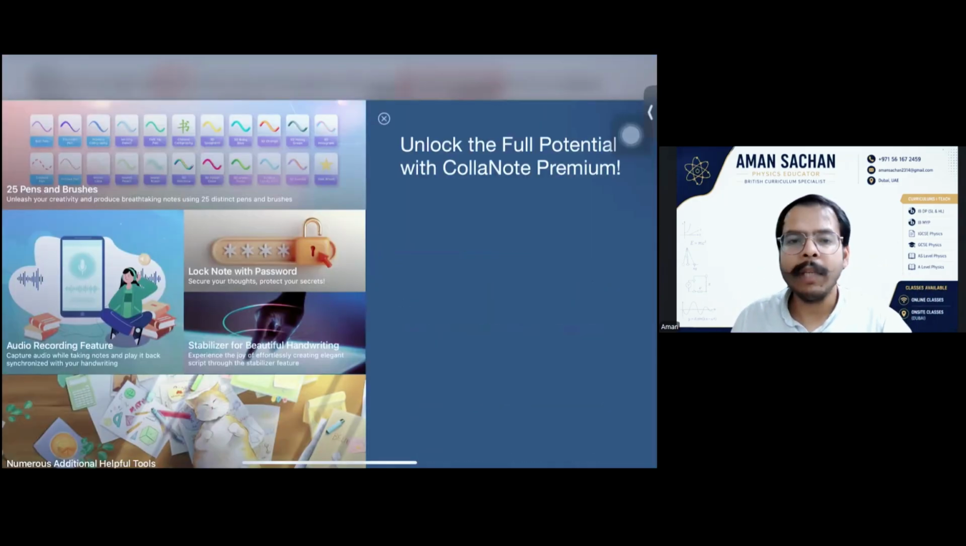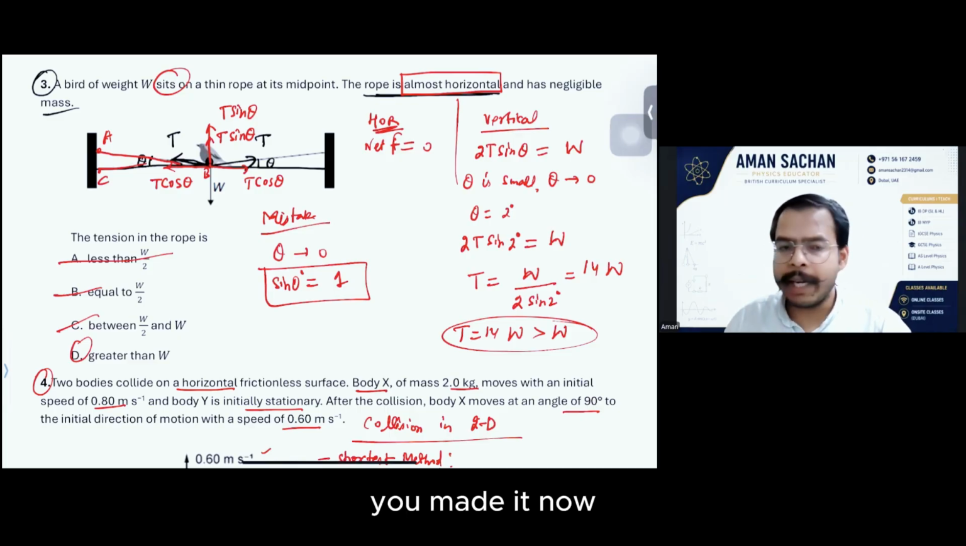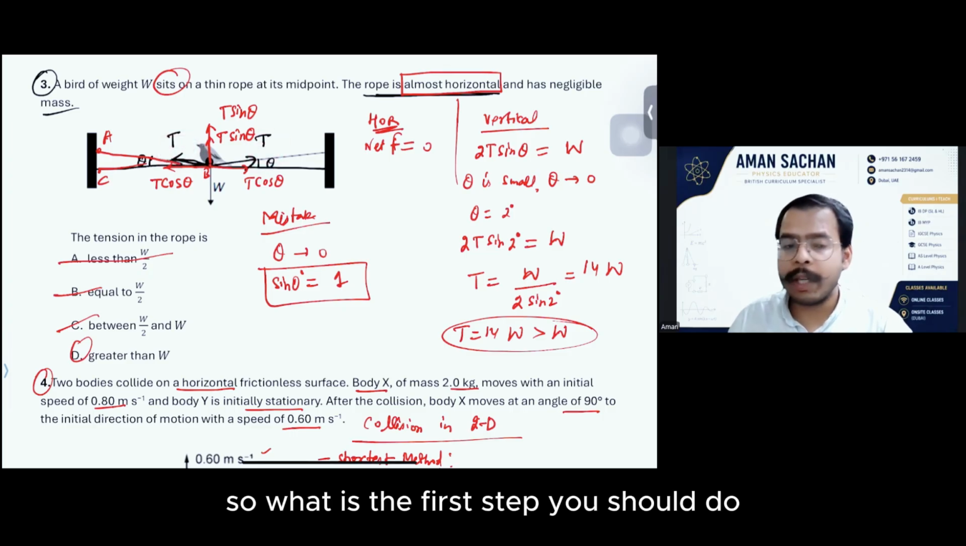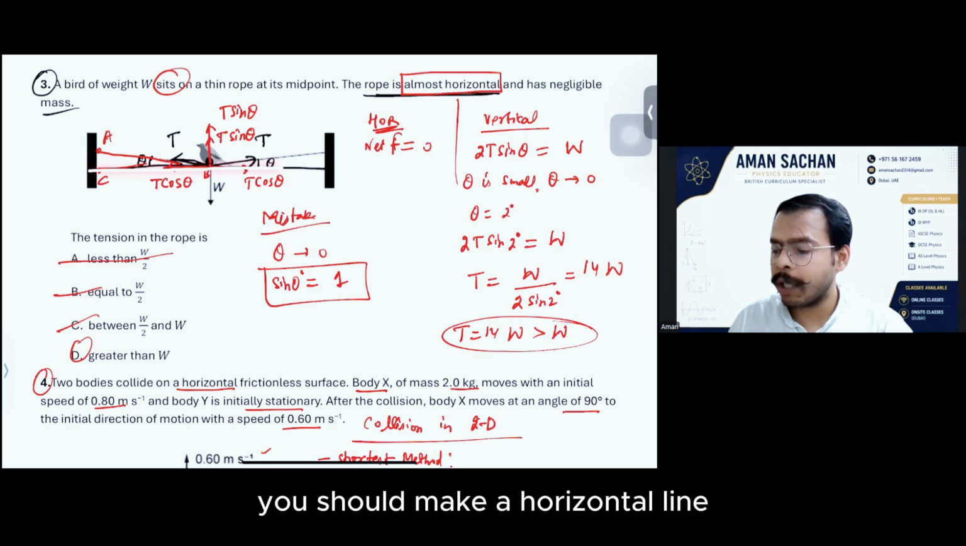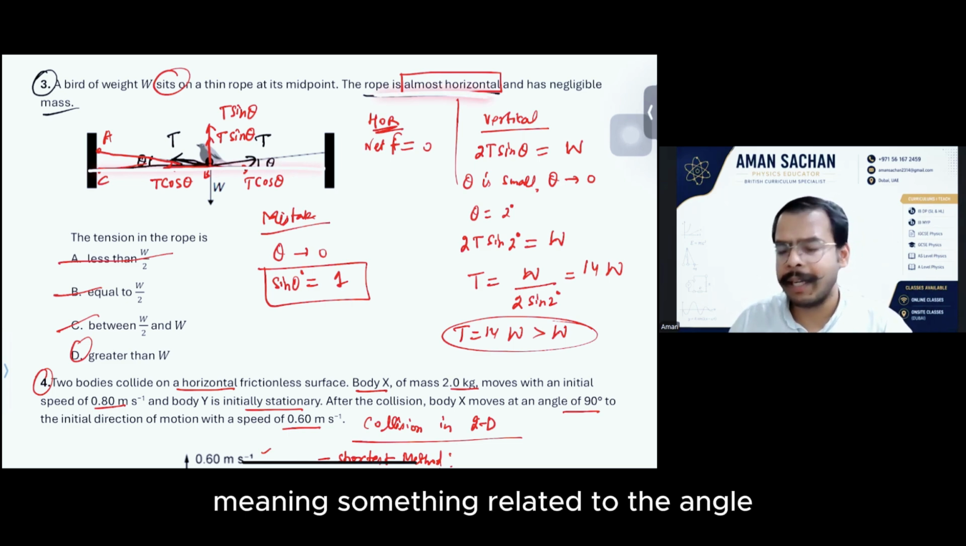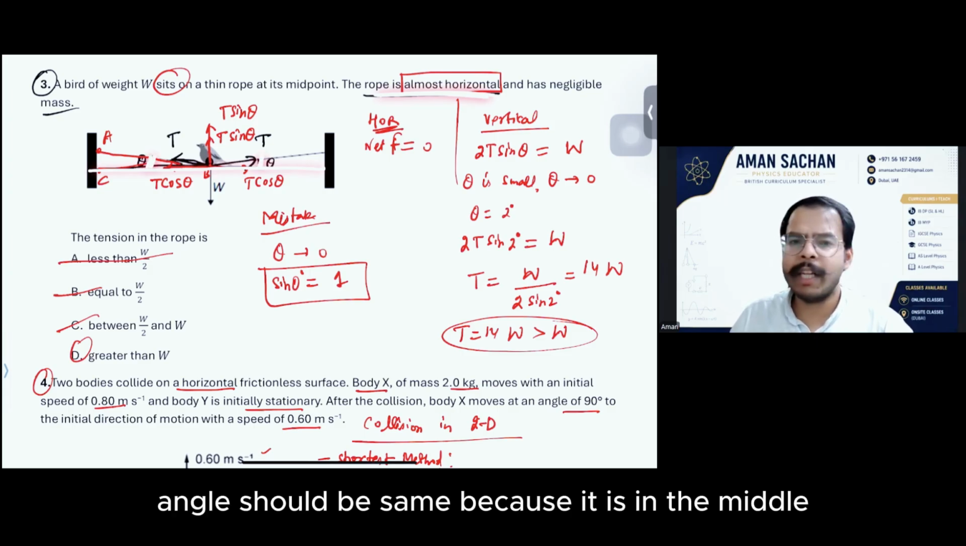Understood? Now, tension is always away from the point along the string. You made it. Now, if you notice, the tension is neither horizontal nor vertical, right? So what is the first step you should do? You should make a horizontal line, because they are saying the rope is almost horizontal, meaning something related to the angle. Draw the angle from the horizontal for the strings. The angle should be the same because it is in the middle.